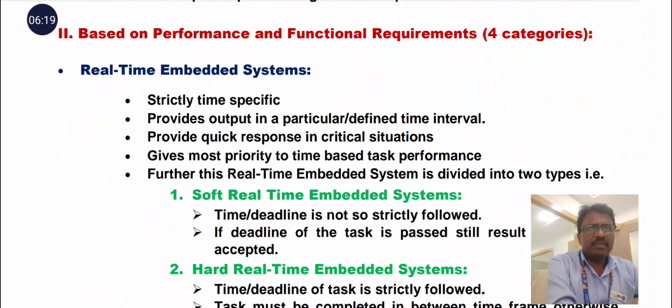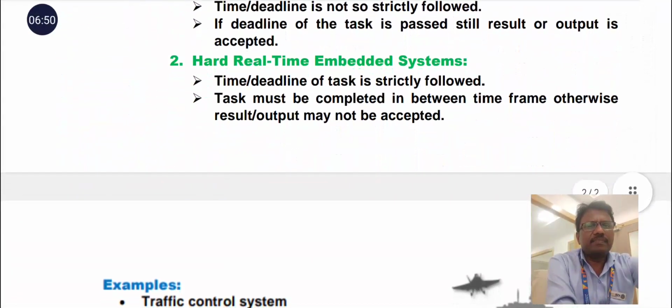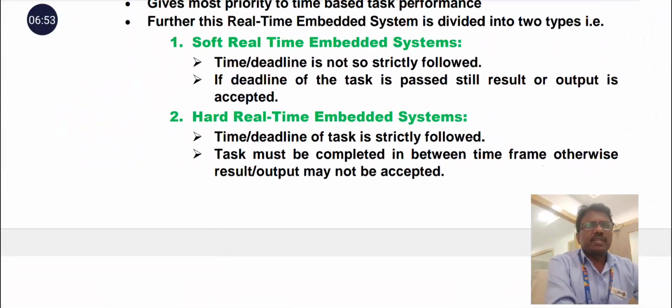A real-time embedded system is one in which the output must be produced within the specified time limit, that is called a deadline. So if the response is delayed, the system may fail or become unsafe. Real-time examples are traffic signal control system, airbag system, medical monitoring equipment, military defense system, aircraft system. So there are two categories in these types: soft real-time embedded system and hard real-time embedded system.